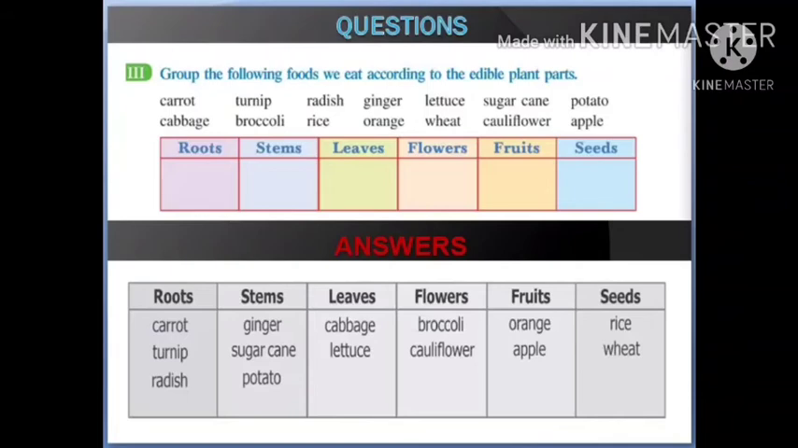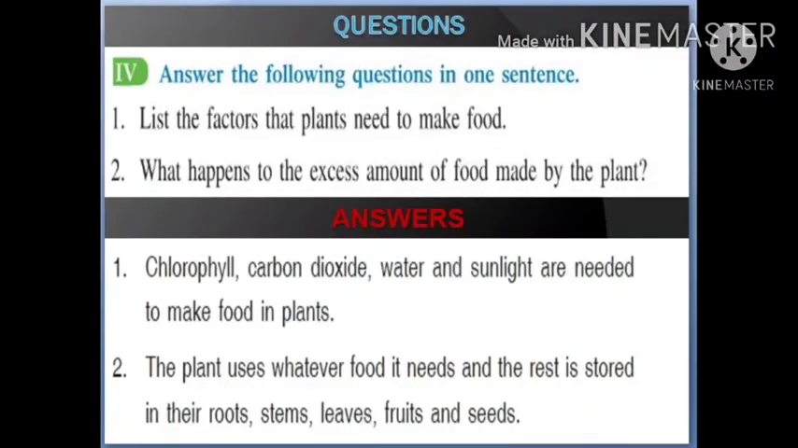Cabbage and lettuce are leaves. Broccoli and cauliflower are flowers. Orange and apple are fruits. Rice and wheat are the seeds of the plants. Now let us understand the question answers.